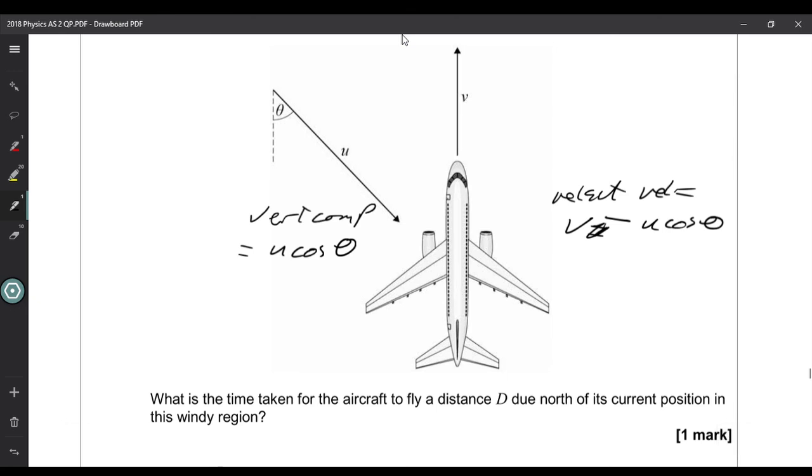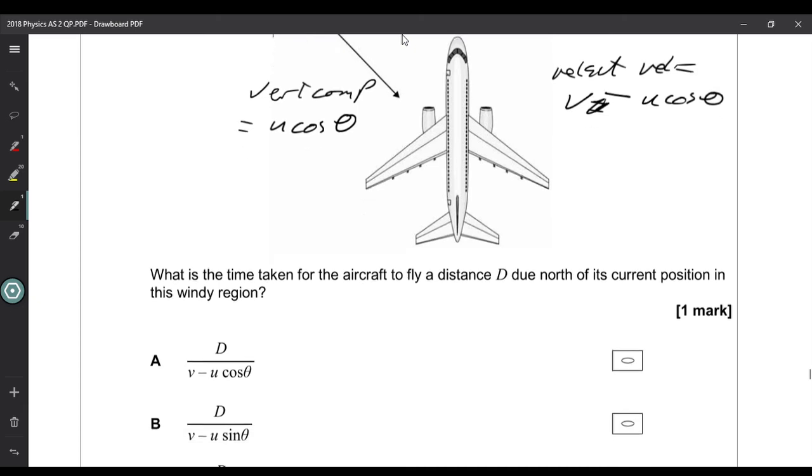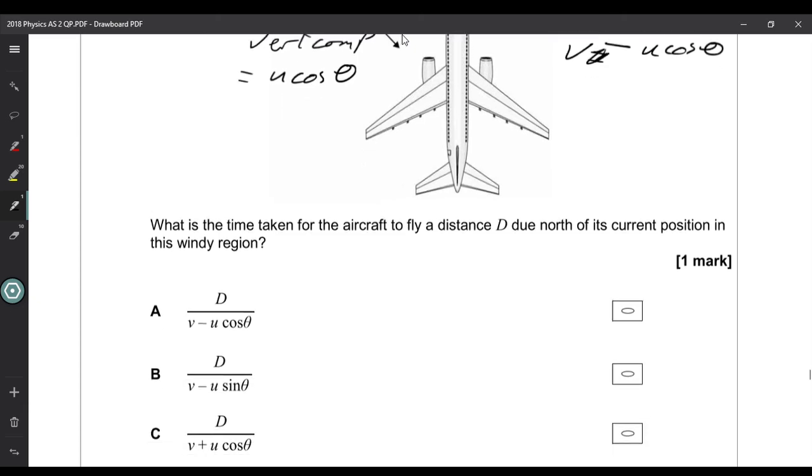Now we know that time is going to be distance divided by velocity. So if we look at the possible answers, we can see this one has d divided by our resultant speed, which is v minus u cos theta. So the answer to this one is going to be A. Again, students showed difficulty in resolving vectors, as demonstrated in this question.